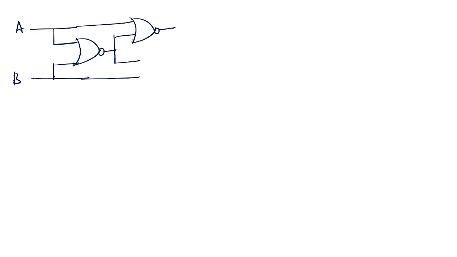One NOR gate. This is one NOR gate, and next these are the two NOR gates. These are the two NOR gates, and this input is given to one more NOR gate and one more NOR gate.